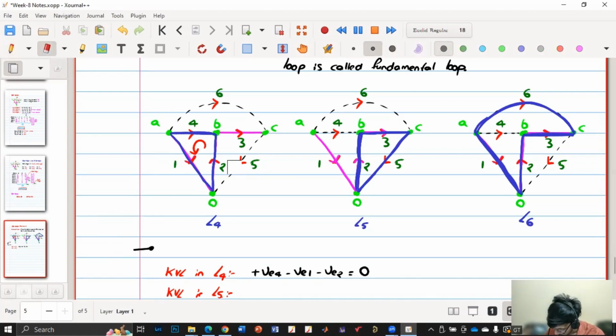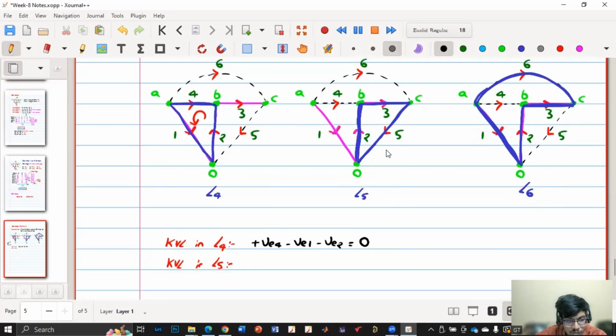Understood? Yes, sir. Similarly, for L5, we need to consider the opposite direction of current, as you pointed out. So here also I will consider this way. I'll start from O, go to C, B, then come back to O. So the equation will be plus VE5 minus VE3 plus VE2 equals 0. Do you agree?